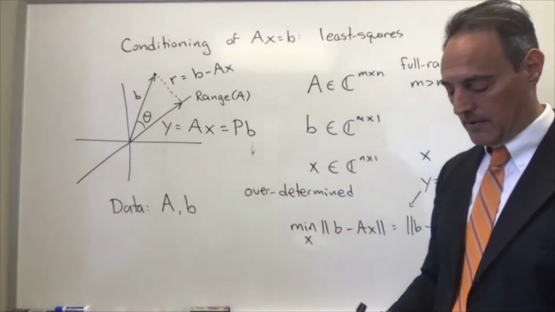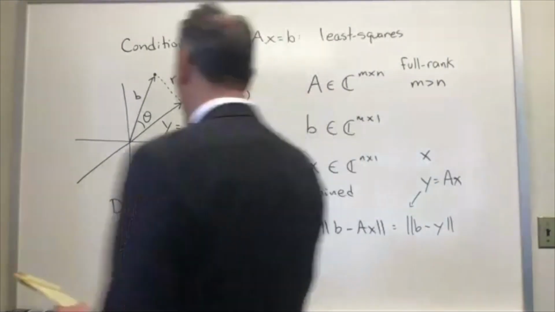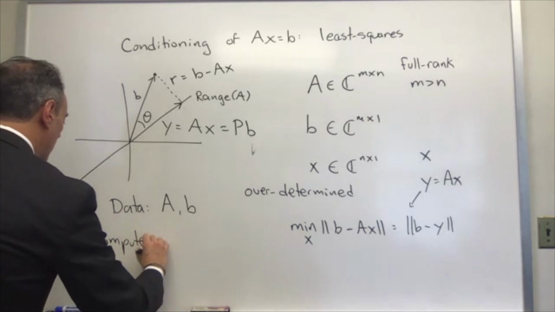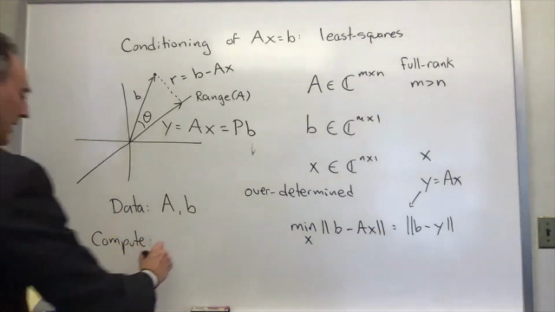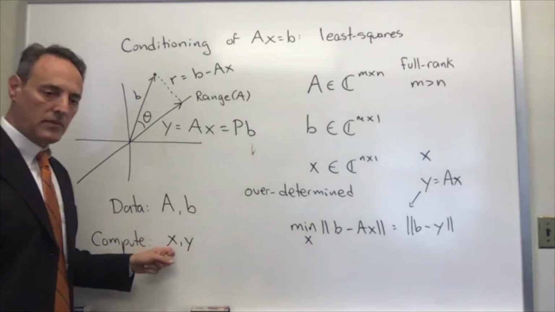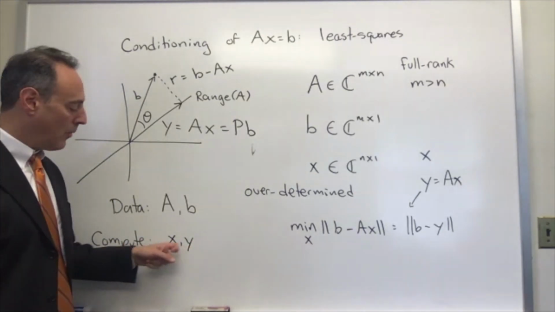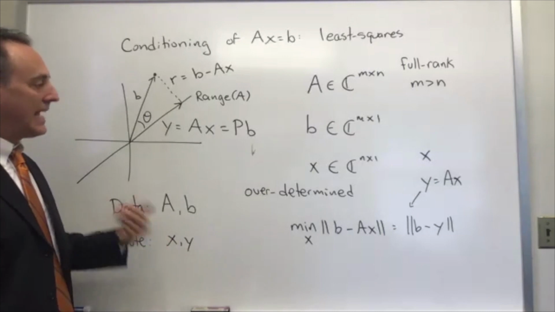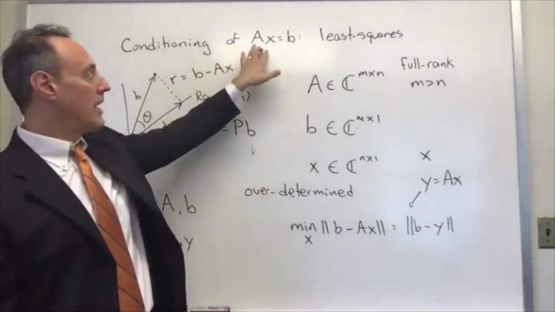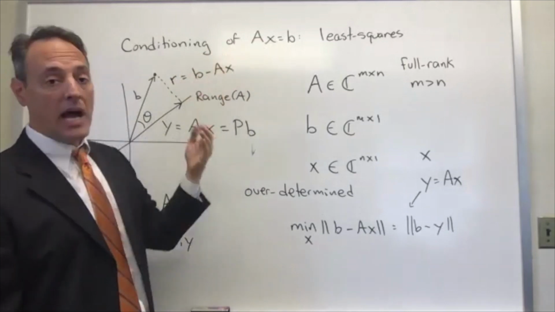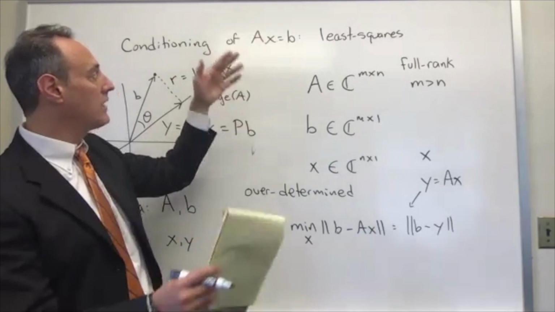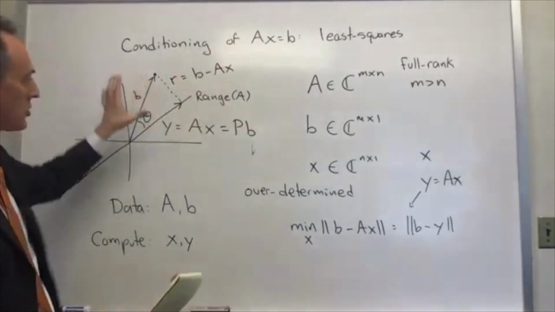That's what you're given, that data. Your goal is to make a computation. And your goal to compute is X and Y. X is the solution, but what is Y? Y is A times X, which is your approximation to B, remember? So A times X is some Y. So I can't actually reach B. B sits in some higher dimensional space. So I'm looking at the difference between Y and B, which is right there.